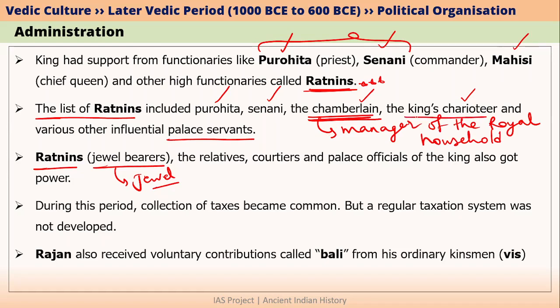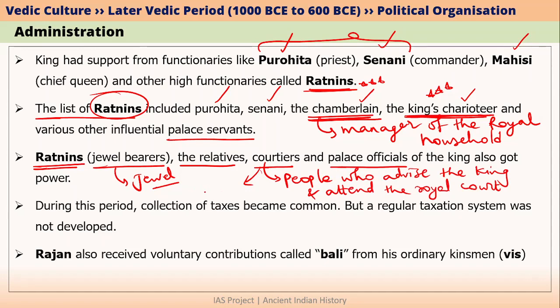Please note that the person who was driving the king's chariot was also a Ratnin. So this again shows the importance of charioteers in the later Vedic period. So other than the Ratnins, the relatives of the king, courtiers, as well as palace officials also got some power in the later Vedic period. Courtiers simply means people who attend the court and advise the king. So basically, courtier is an advisor to the king.